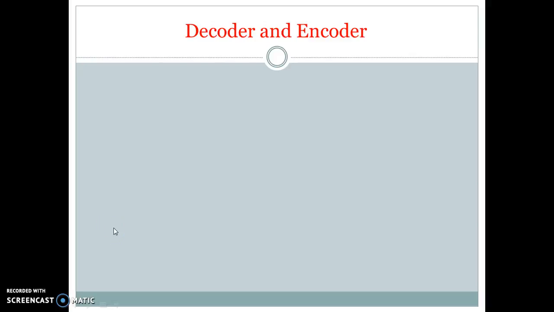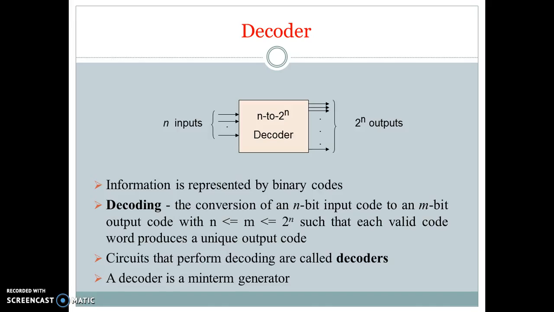We are going to see about the decoder and encoder process. The decoder is where the information is represented by binary codes. Decoding is the conversion of an n-bit input code to an m-bit output code. That means n inputs can provide 2 power n outputs. So the circuit that performs decoding is called a decoder, from n inputs to 2 power n outputs.